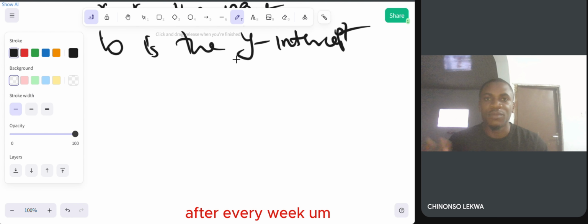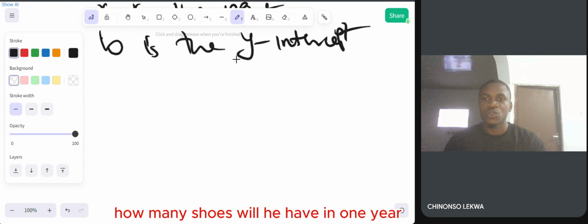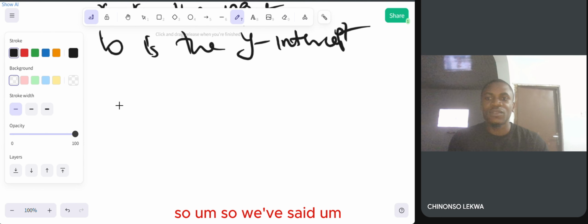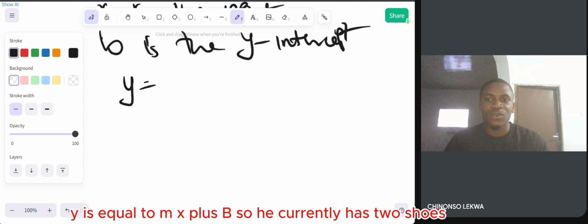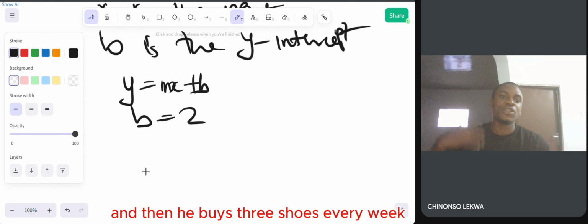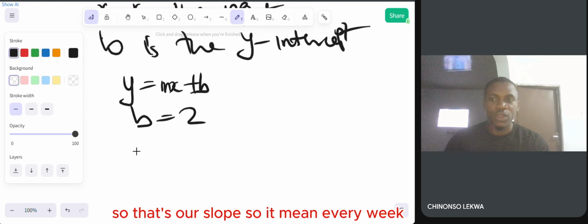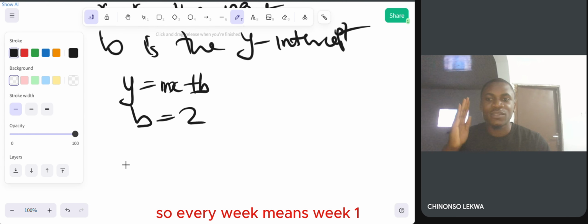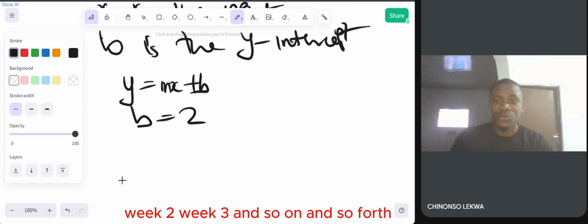So we're going to model the situation where John has two shoes. After every week, he gets three more shoes. How many shoes will he have in 1 year? So let's dive in. We've said y = mx + b. He currently has two shoes, so b is equal to 2, and then he buys three shoes every week. So that's our slope. The x or input here is weeks: week 1, week 2, week 3, and so on.